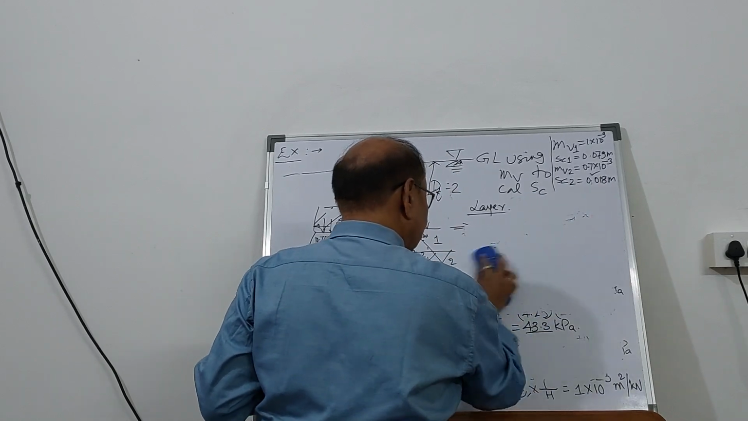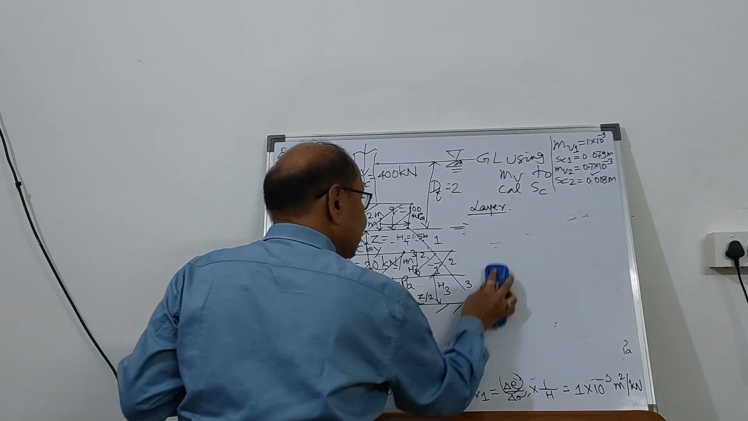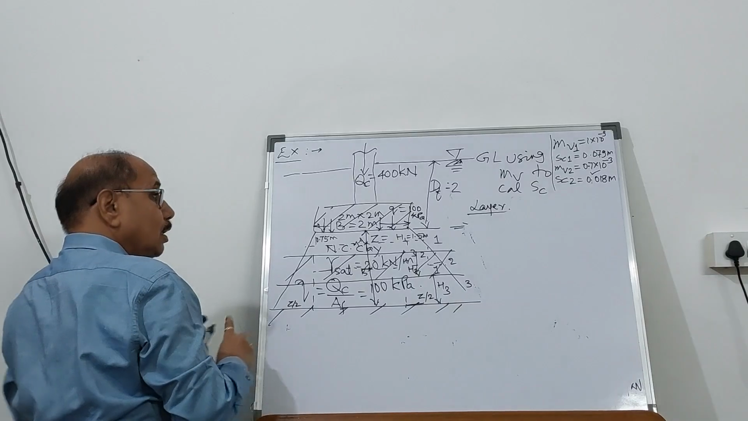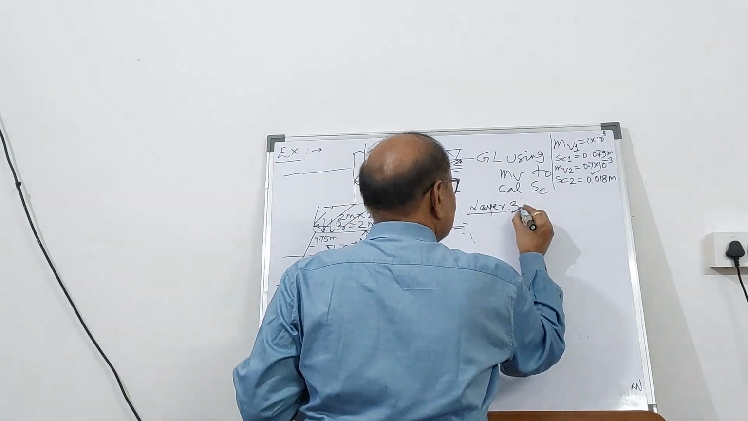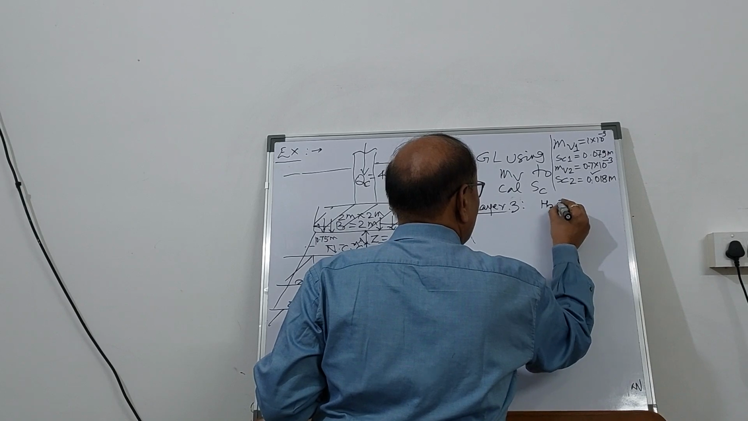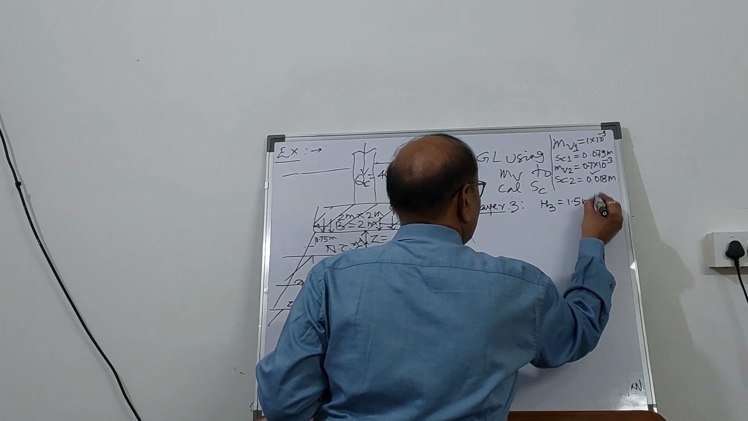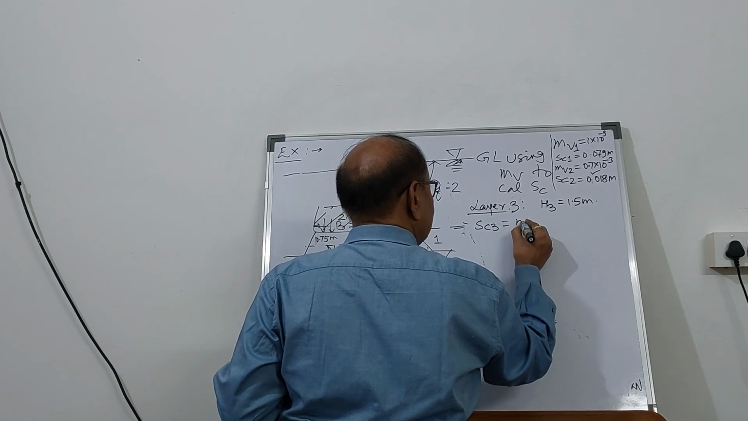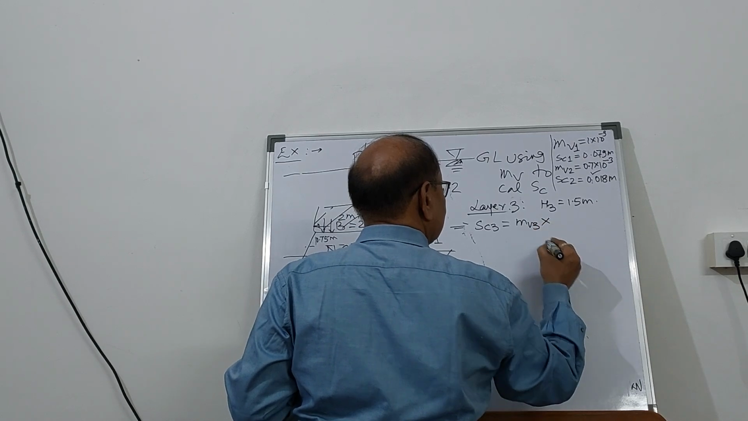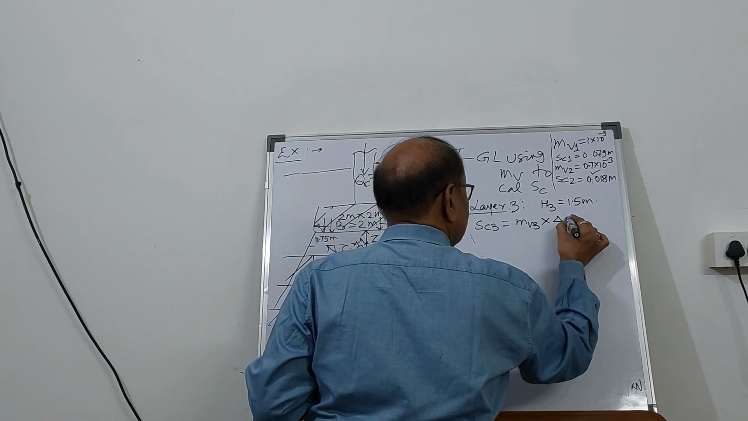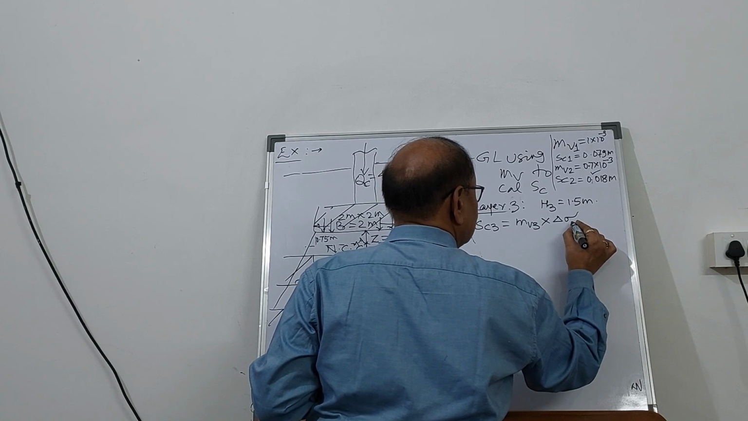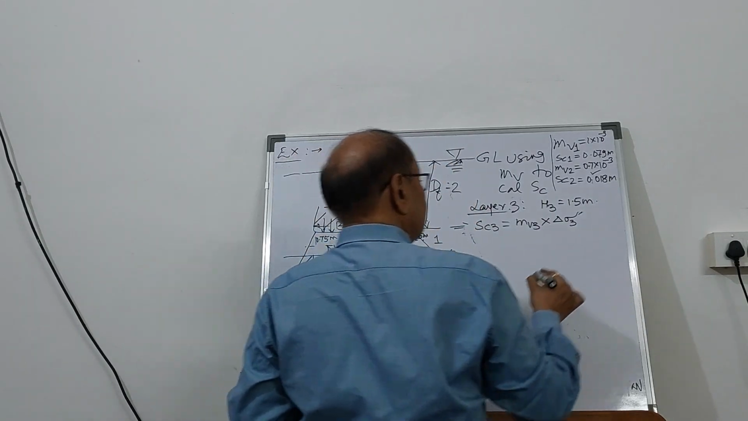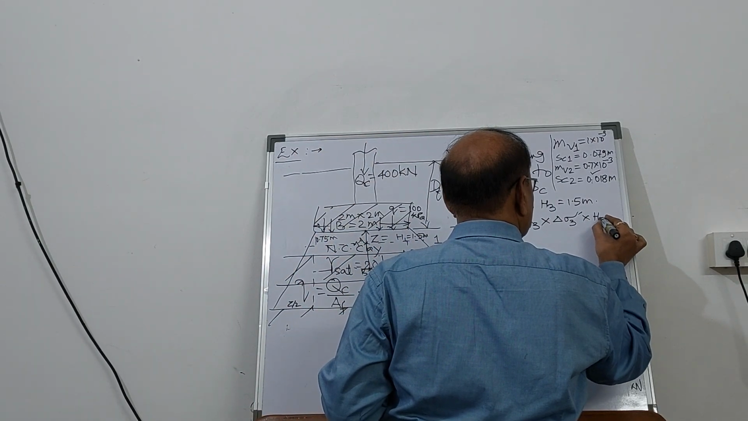Similarly, go to layer 3 and calculate the value for layer 3. So for layer 3, you know H3 is 1.5 meter and SC3 will be MV3 multiplied by delta sigma 3 prime into H3.